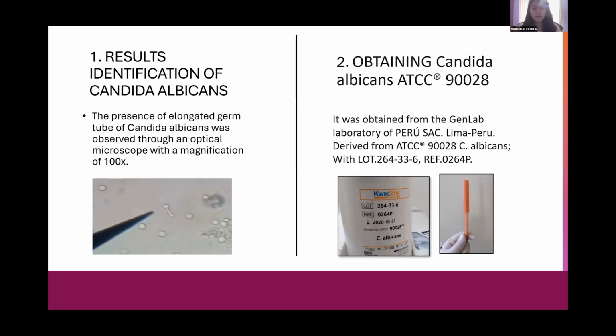We got two types of Candida albicans. The first, a cytological sample from patients with Candida, which was called native Candida. The second was obtained from the laboratory in Lima, Peru. This was a certified strain, ATCC.